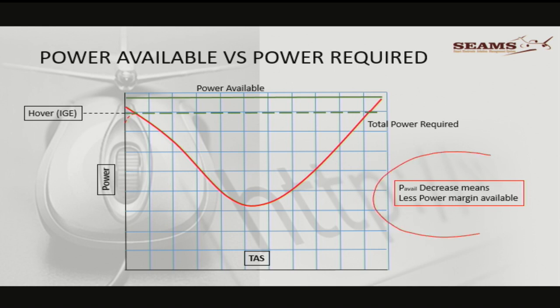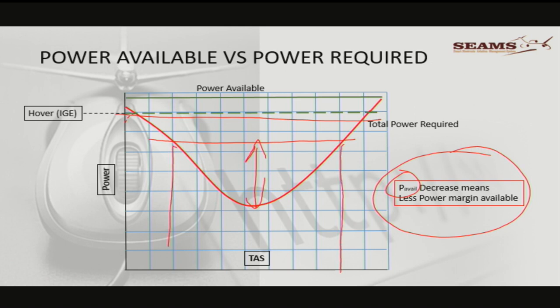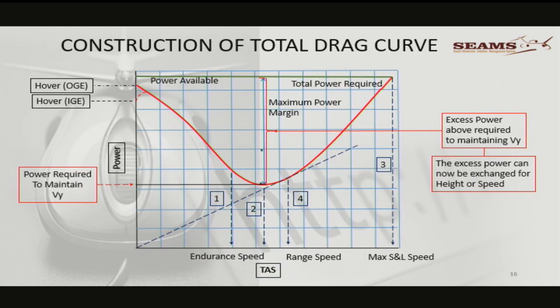Power available decrease means less power margin available. If my power available is less due to increase in height, you can see that the excess power and obviously the operating speeds and so on and height and everything changes with it all the time. Three speeds, just wanted to recap that.